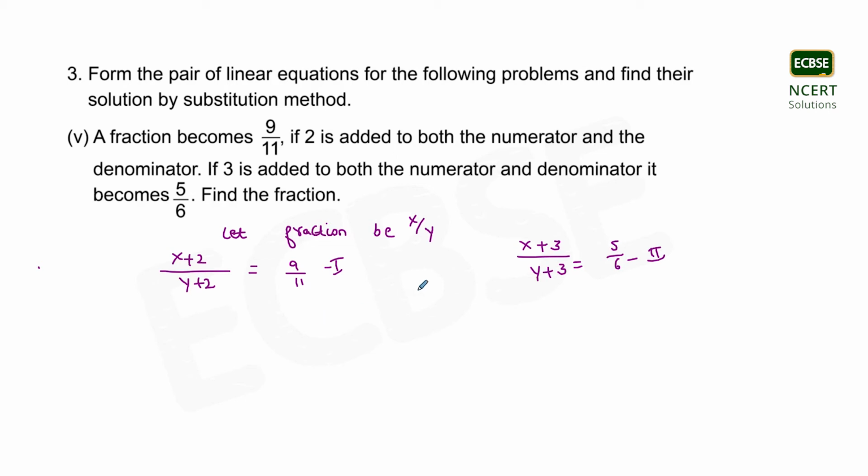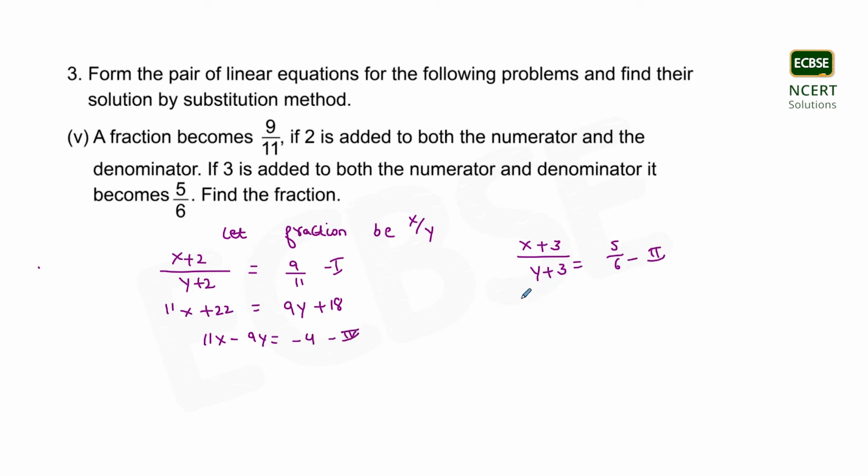Okay. Now solving the first linear equation, that is 11x plus 22, and taking this to the right hand side, that is, from the left hand side to the right hand side, we will get 9y plus 18, or we can say 11x minus 9y is equal to minus 4. Let this be the fourth equation.